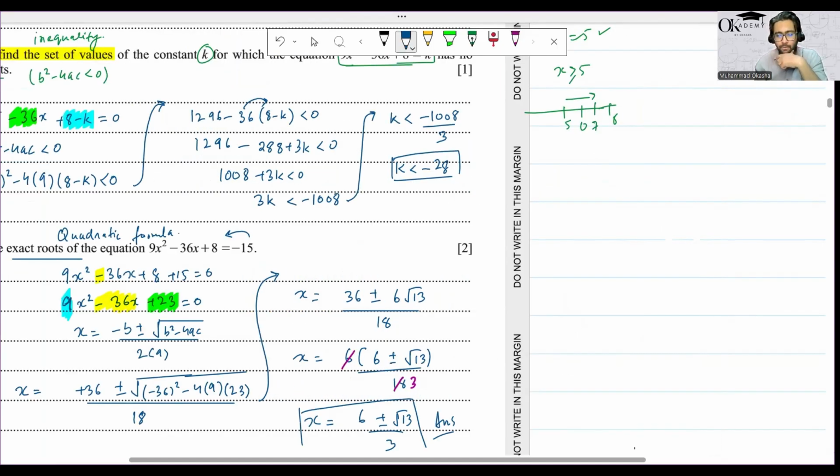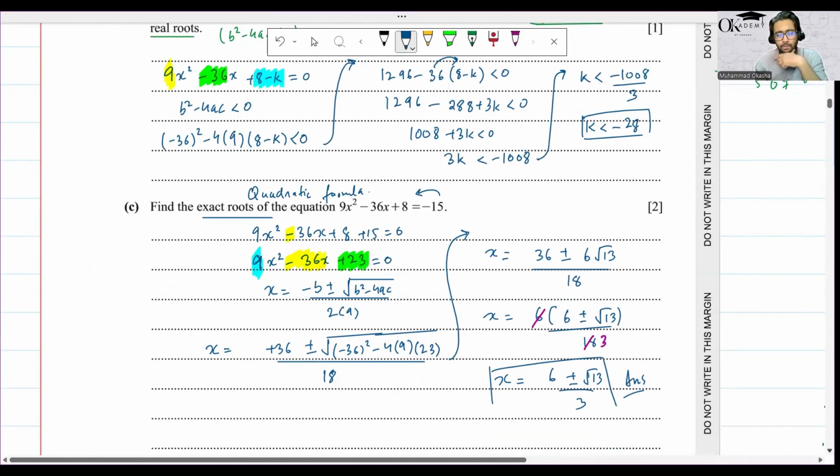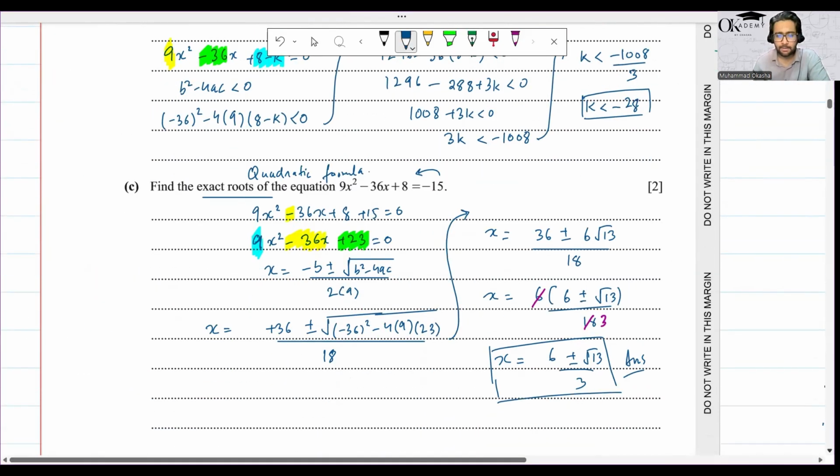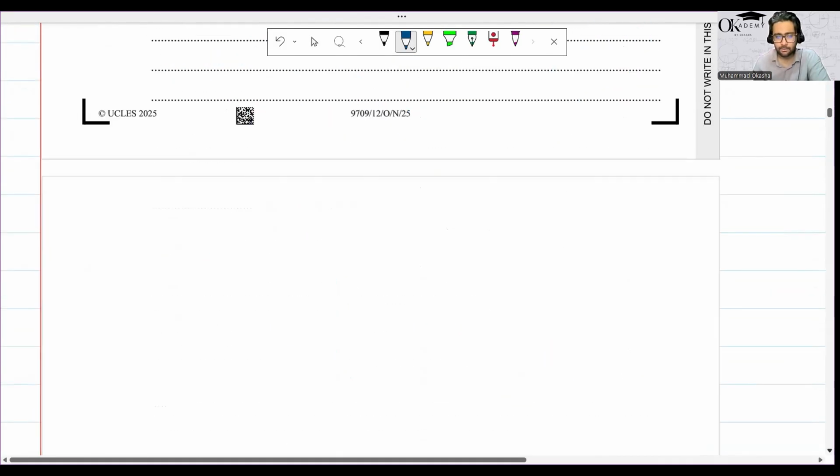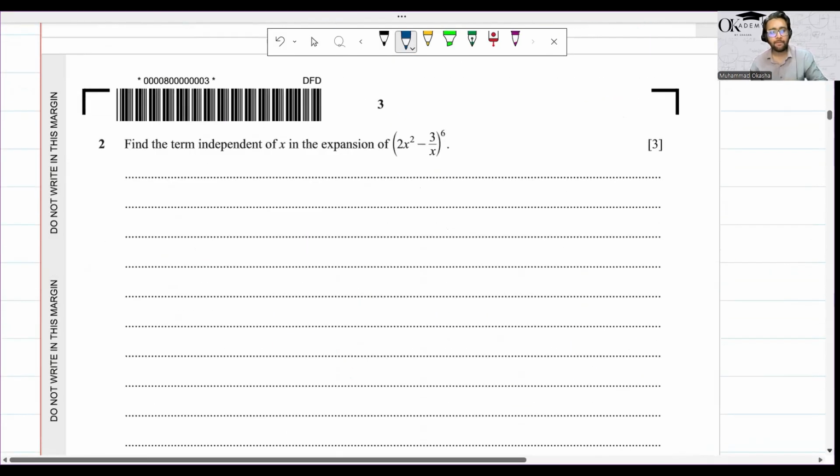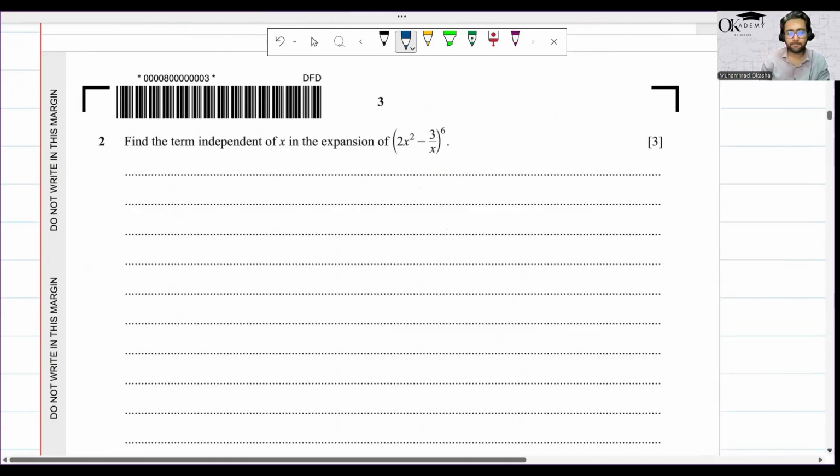This is just a quadratic equation. I think even O level students can do it, or an IGCSE student can do it as well. Find the term independent of x in the expansion.